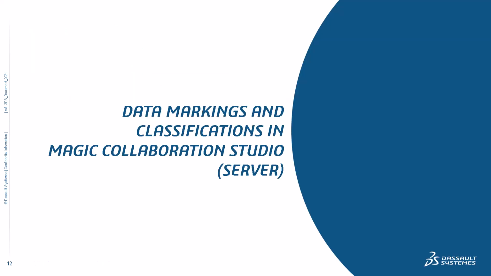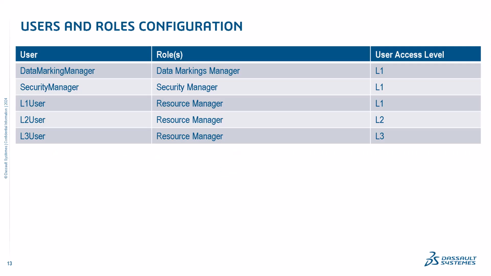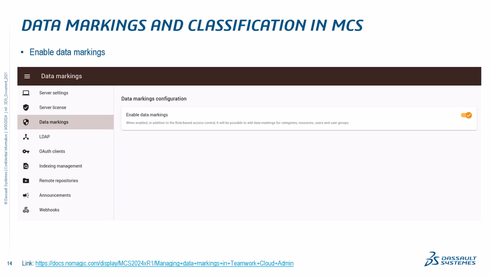Now we'll talk about another part of this capability, which is a separate implementation. On the server side, it allows applying resources and roles, data markings, permissions, and access rights. First of all, we need to enable the data markings group in Teamwork Cloud Collaboration Studio. We need to turn on this capability. As you can see here, we're turning it on.